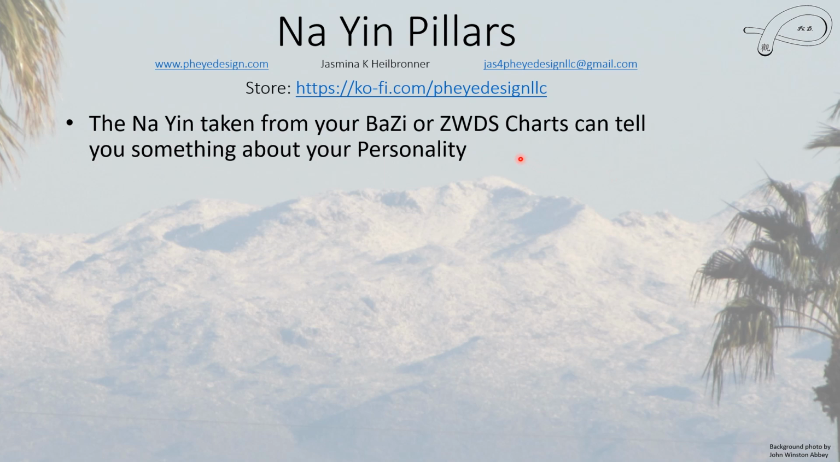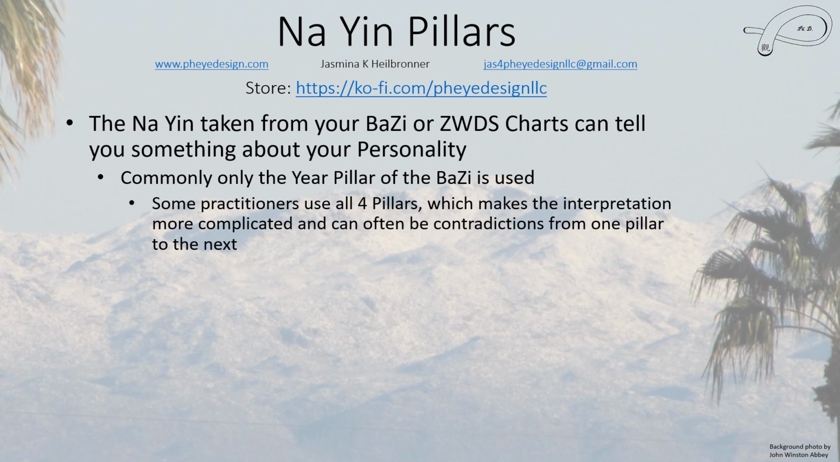Now the Na Yin is typically taken from your Batsa, or it could be taken from a certain sector or a certain box in your Ziwei Doshu chart. And they're supposed to tell you something about your personality. Now, commonly, it is only the year pillar that is used in Batsa, but of course, there's always exceptions. Some practitioners actually use all 4 pillars.